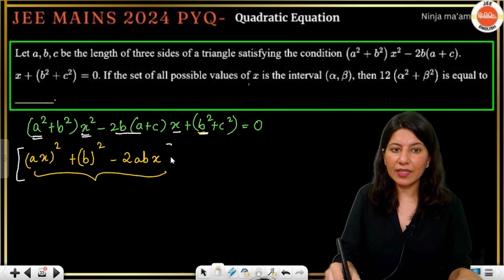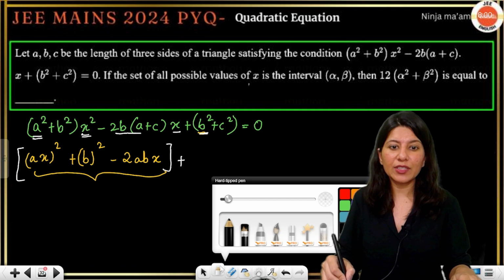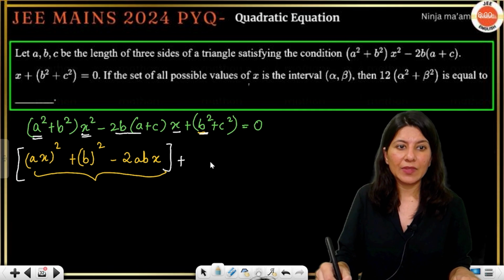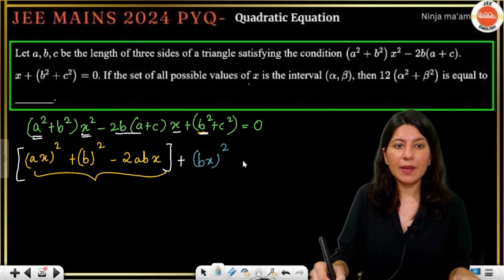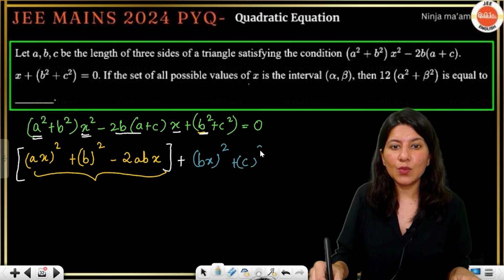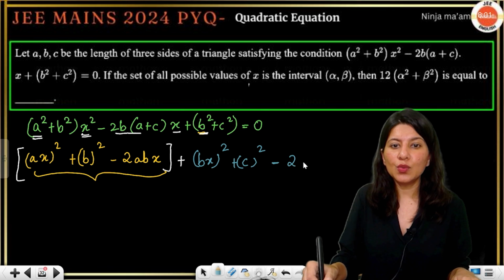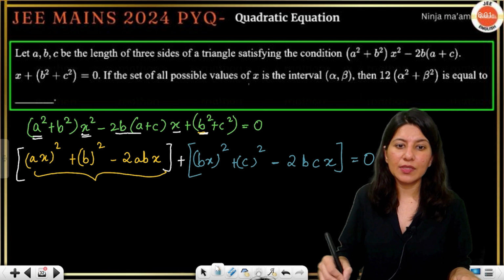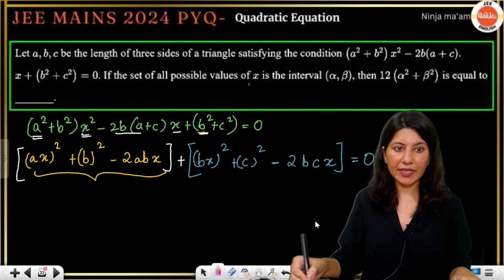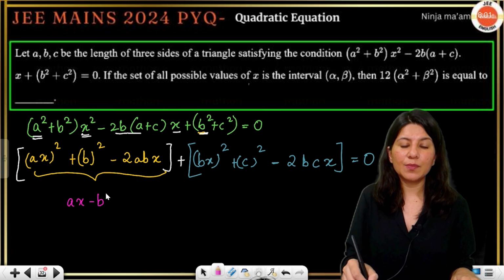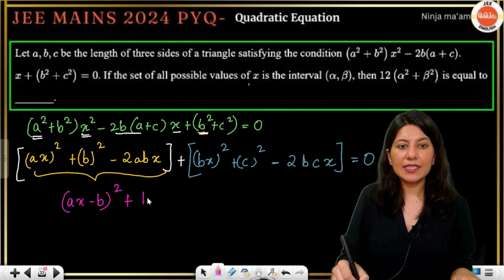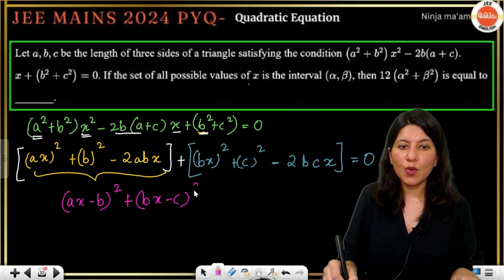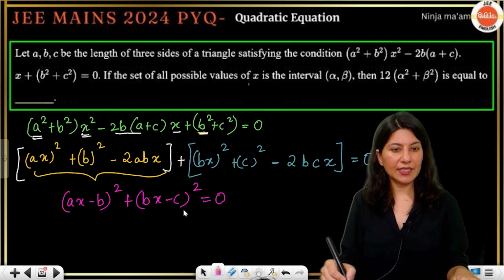So this is one thing. Plus, now another left out things: bx whole square plus c square minus 2bcx, equals 0. Alright. (ax minus b) whole square plus (bx minus c) whole square equals 0, right?